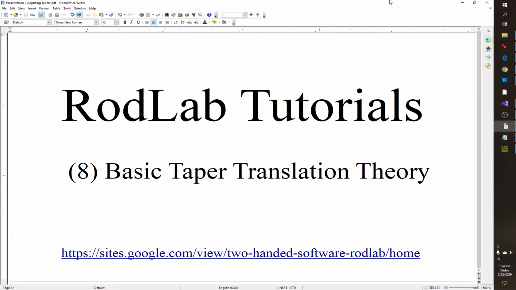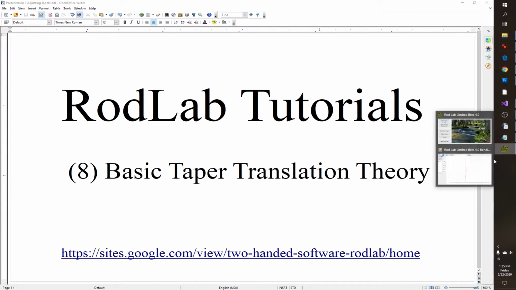In this video I'm going to talk a bit about some basic taper translation theory, a little bit about how RodLab calculates taper translation, and do some comparisons to the Garrison method, which, number one, is very familiar to a lot of people, and number two, is somewhat similar to what we're doing in RodLab.